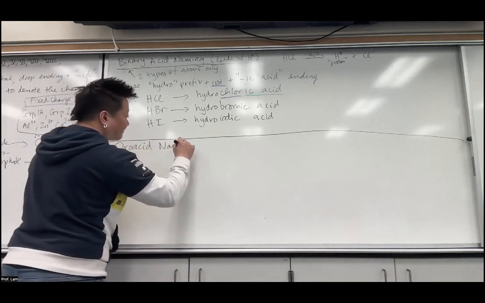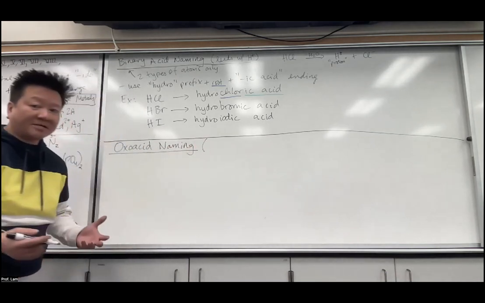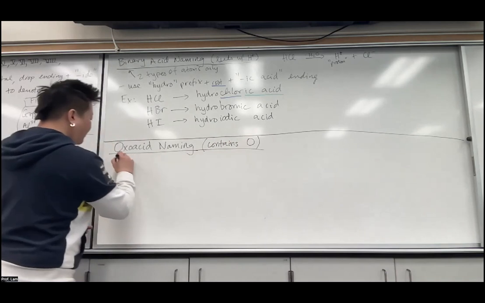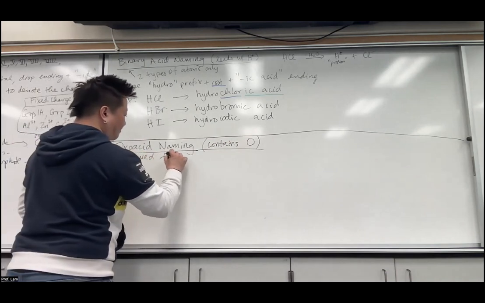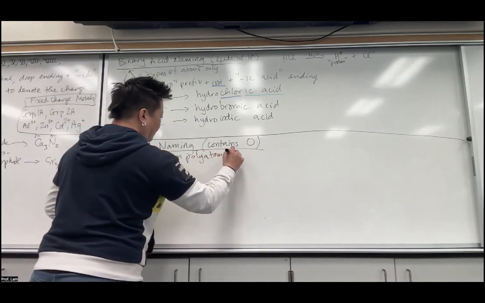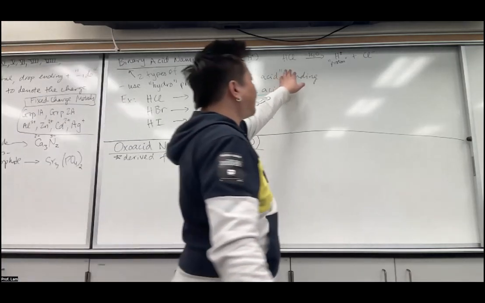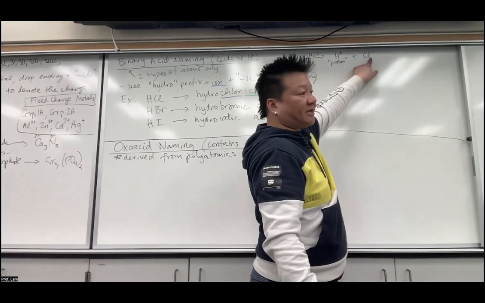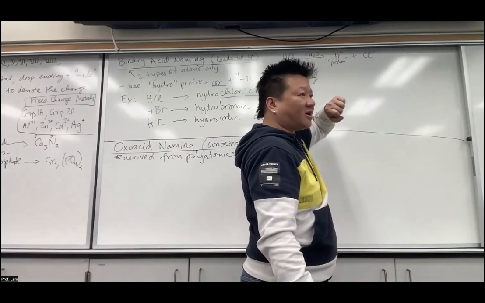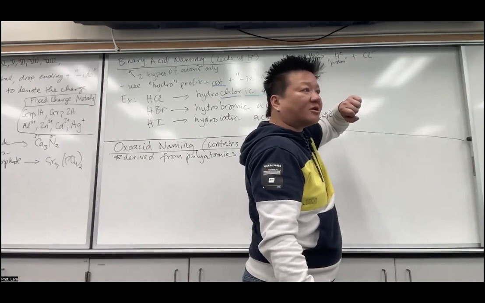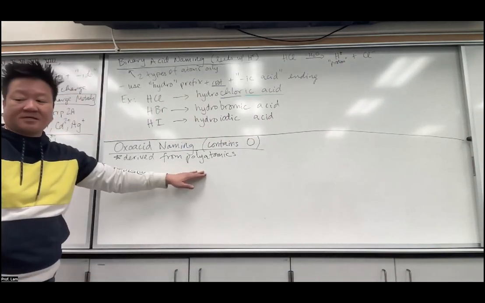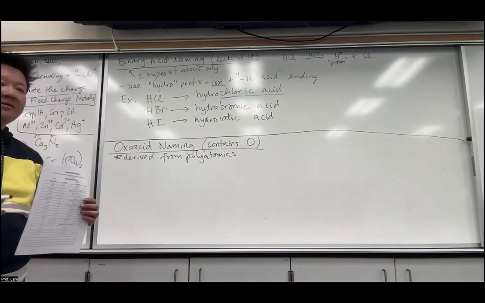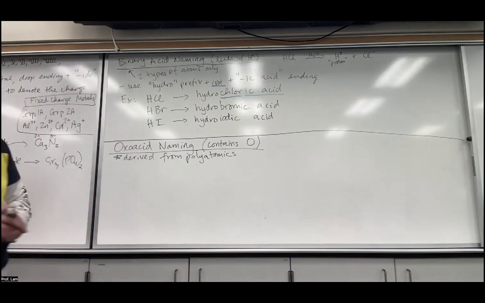Oxo acid naming. What are oxo acids? How can you spot them? They contain oxygen, and they are derived from your polyatomics. Notice how an acid looks very much like an ionic compound. Where the Cl carries the negative charge, like in hydrochloric acid, and the H is actually not an H, it's an H plus. So all acids actually look very ionic, okay? So here, the only difference is the anion is polyatomic. And so you add as many protons as necessary to neutralize the polyatomic.